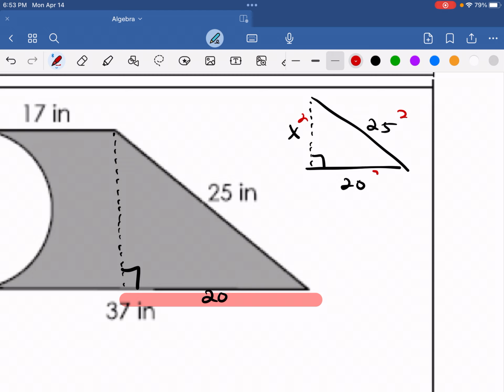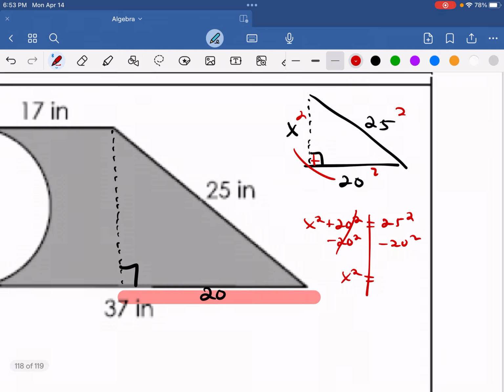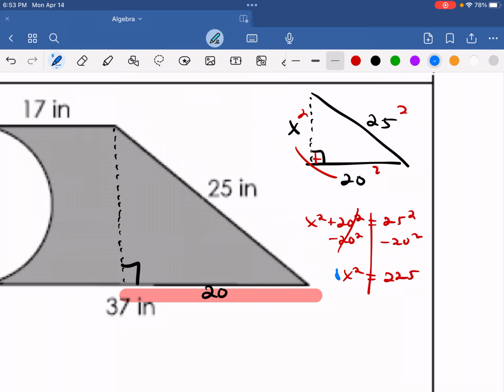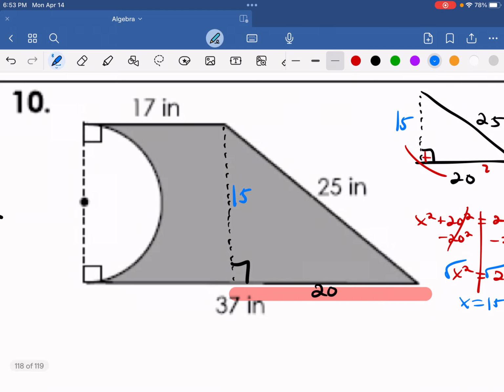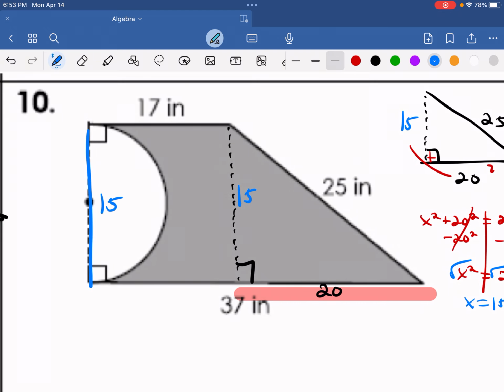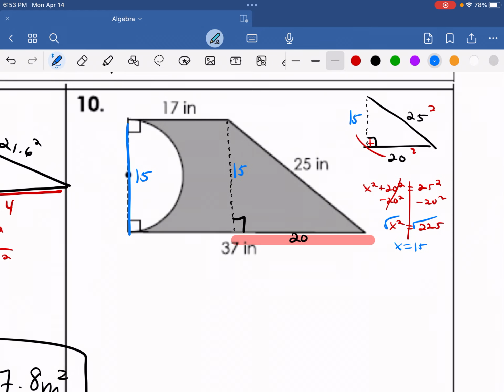Now square them all. Put the plus sign at the 90, add those, so it's x squared plus 20 squared equals 25 squared. I'm going to subtract 20 squared. 25 squared minus 20 squared, and we get 225. Last step, square root. And we get x equals 15. So it means that this side is 15, so this is 15, so this is 15 too. So the height of the trapezoid is 15.